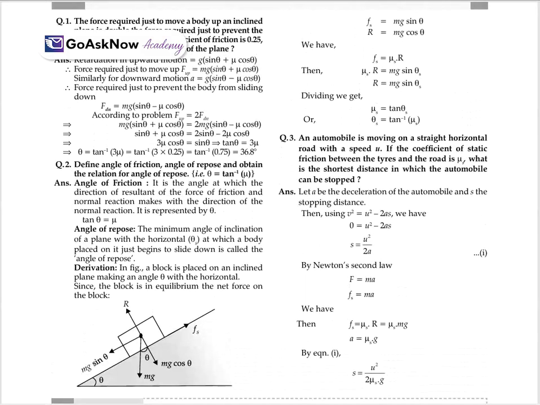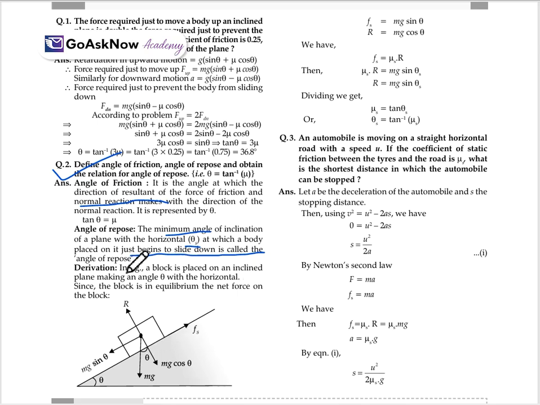Now, some 5 marks questions. Firstly, define angle of friction and angle of repose. Obtain the relation between angle of repose: theta = tan inverse mu. Firstly, the definition of angle of friction: it is the angle which the direction of the resultant force of friction and the normal reaction makes with the direction of the normal reaction. It is represented by theta. It means tan theta = mu. What is angle of repose? The minimum angle of inclination of the plane with the horizontal, theta_s, at which the body placed just begins to slide down. It is called angle of repose.